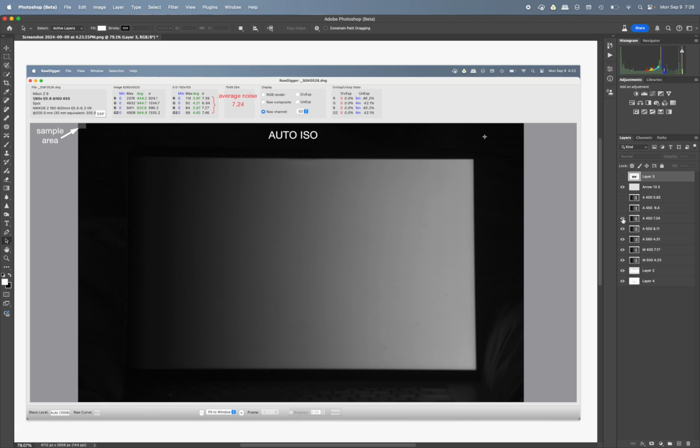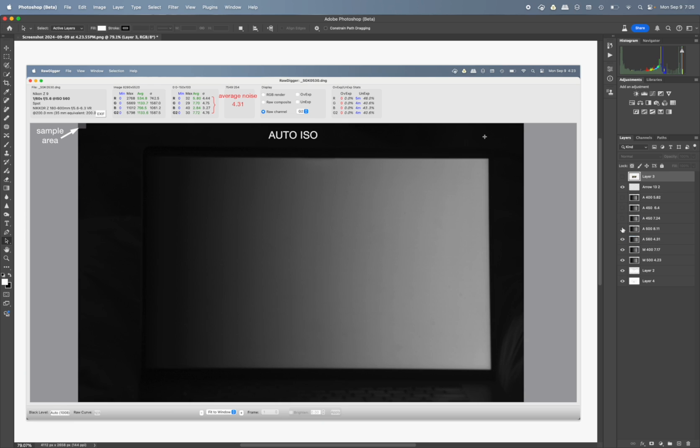Then we went to ISO 500, which in manual we would expect the noise levels to drop, and it did not. In this case it increased again to 8.11. And finally for auto ISO 560, here the noise level dropped to just a little more than half. So it is apparent that in auto ISO, the conversion gain switchover point is at ISO 560 and not ISO 500.